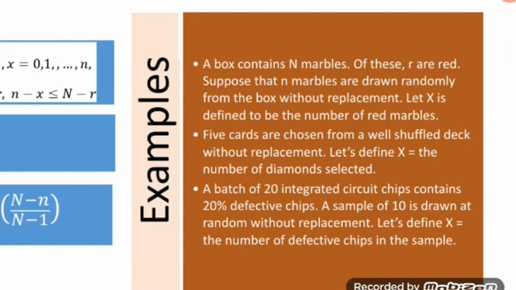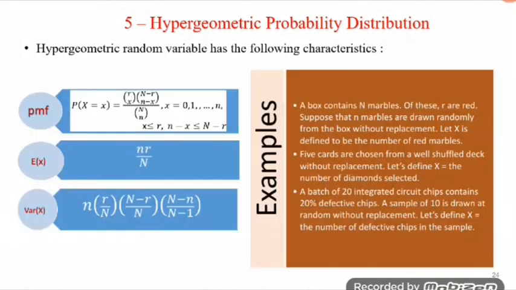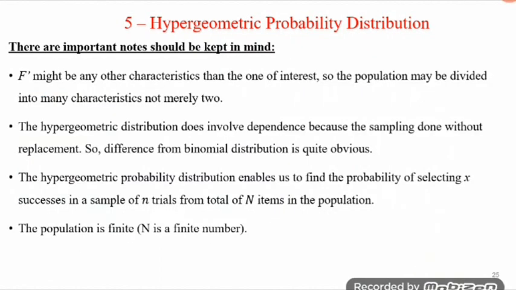Now move to solving. Before we discuss some exercises on the hypergeometric probability distribution, it is very important to summarize some important notes. First, F prime, which denotes the characteristic of failure, might be any other characteristic than the one of interest. So the population may be divided into many characteristics, not merely two, which is very clear.